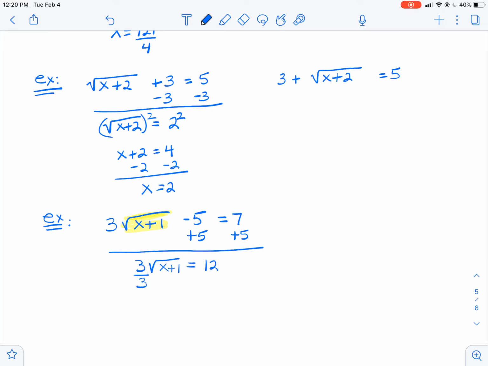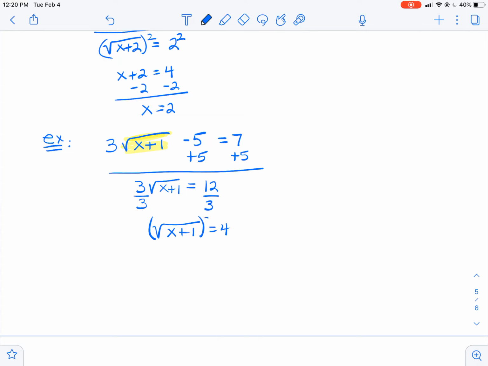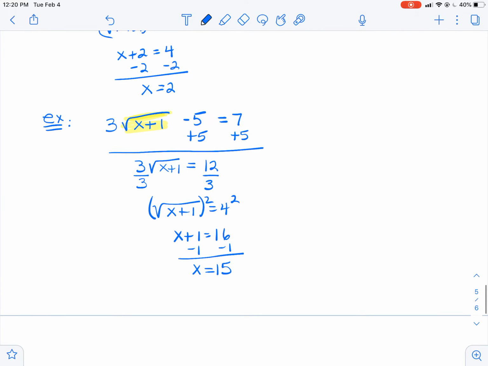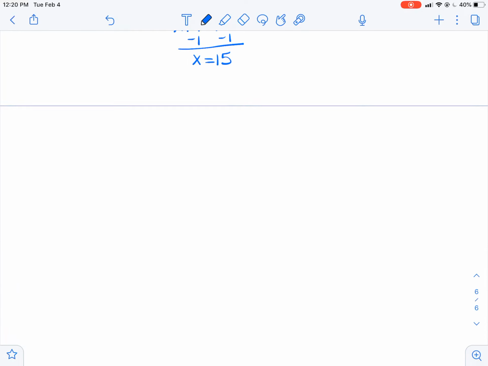I am going to divide off the 3. I am now going to square both sides. And move the 1 over. And I'm done. Okay, now let's see what happens now. So all of these, I've only given you one radical and it's on one side.